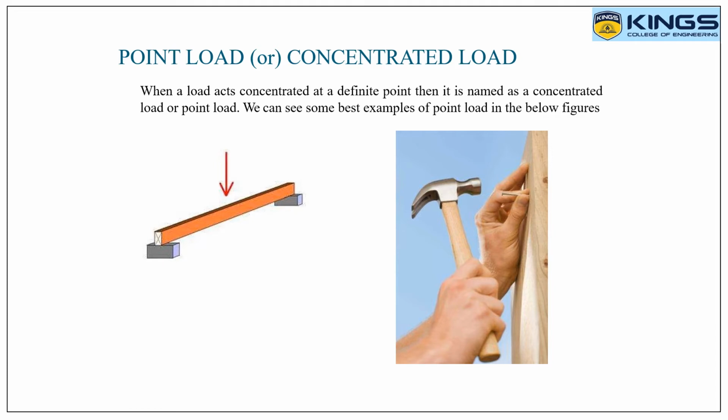Under this, the first category is point load, or concentrated load. When a load acts concentrated at a definite point, that is particularly on a point, then it is named as concentrated load or point load. We can see some of the best examples of point load in the below figures. So this red arrow mark will be a point load or concentrated load, and this one is another example of a point load, that is hammering a nail on a wood.